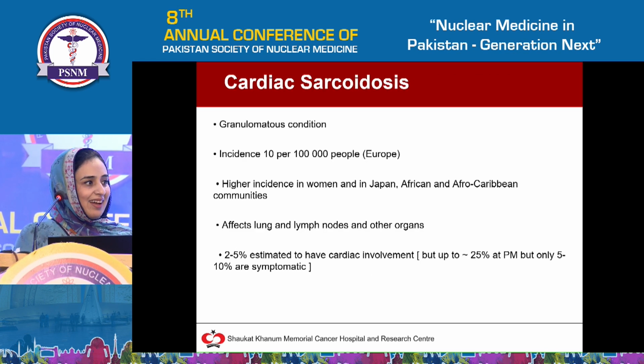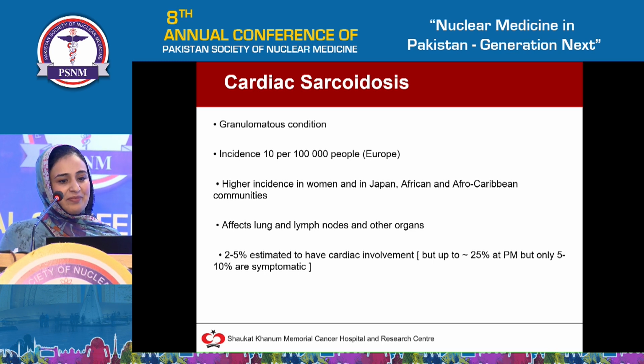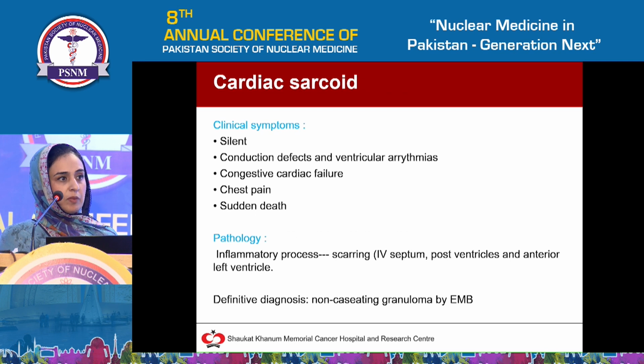So I've tried to summarize cardiac sarcoidosis. It's a big topic, and I'll talk very briefly about it. It's a granulomatous condition. Sarcoidosis, as we know, has a high incidence in women, in Japan, Africa, and Afro-Caribbean communities. It affects the lung and lymph nodes and other organs. About 2 to 5% are estimated to have cardiac involvement, but up to 25% of patients with sarcoid have been found to have cardiac involvement at postmortem.